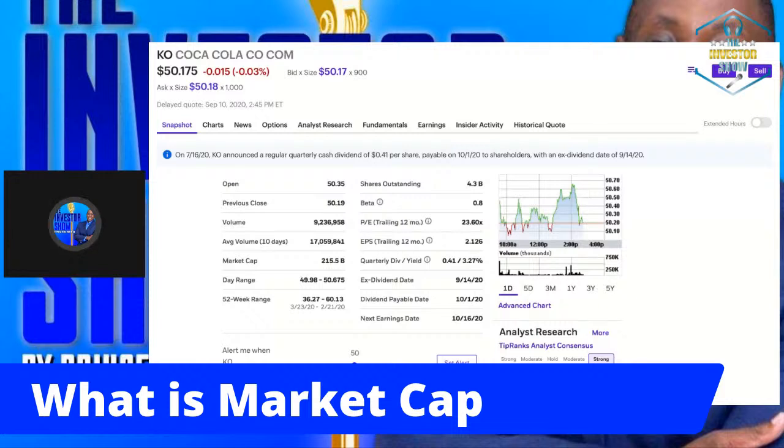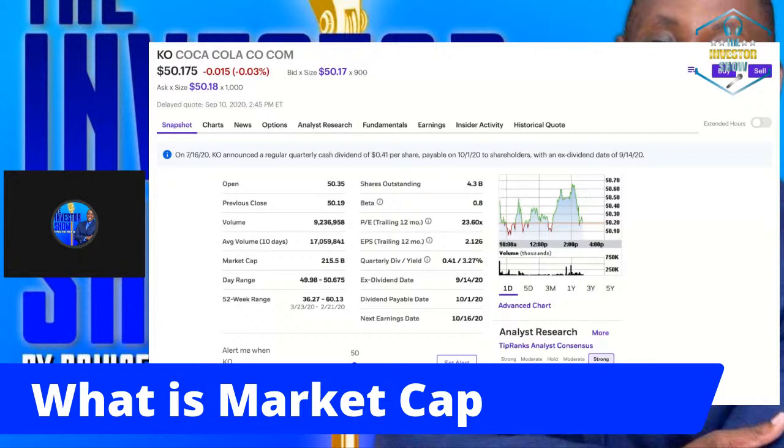You may hear people say, "Oh, this is a large cap company, this is a small cap company, or a mid cap company." If you really follow the show, you'll see we always bring in market cap when we evaluate companies. Market cap is short for market capitalization. A large cap company is a company with over 10 billion.